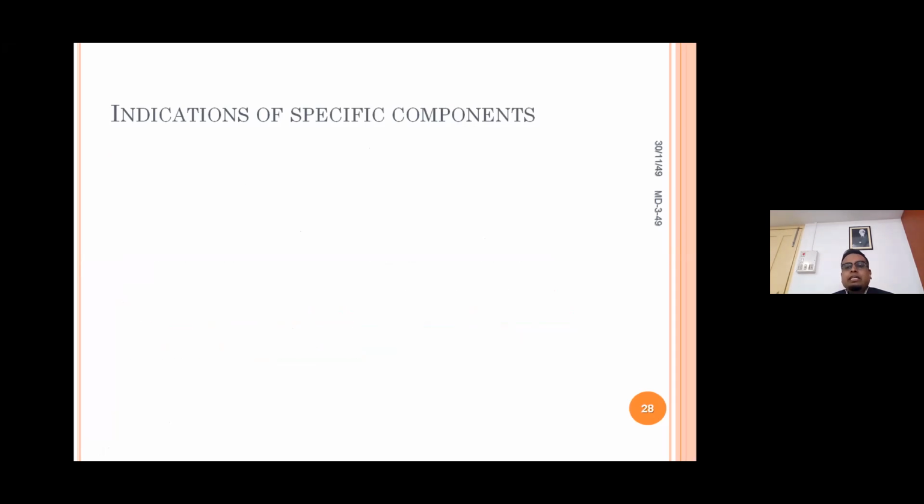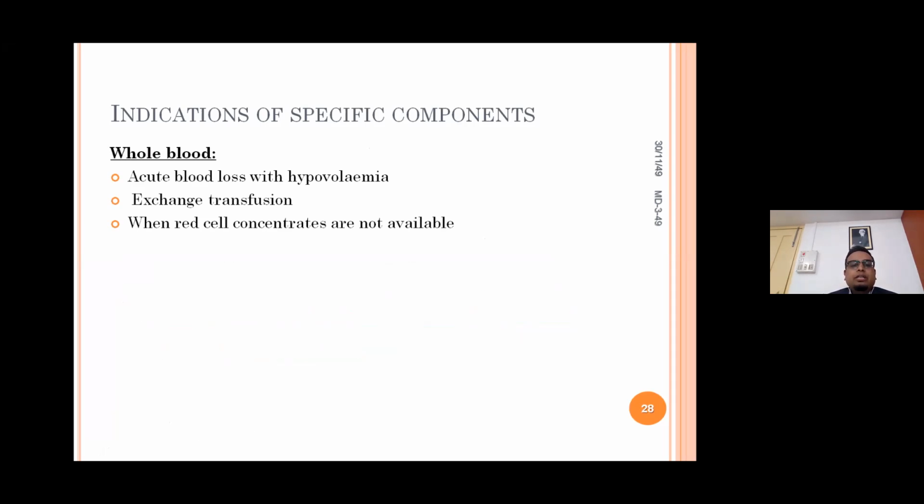Now, the indications of specific components. Coming to the indications of specific components, these are some basic points for the sake of completion. Whole blood, we know that we require for acute blood loss with hypovolemia, in exchange transfusion, and these are the two main reasons why we require whole blood nowadays. Only when there is an acute blood loss, like for road traffic accidents, for any injuries, and in exchange transfusion. So these are the two absolute indications for whole blood. Other than that, we do not use whole blood anywhere.